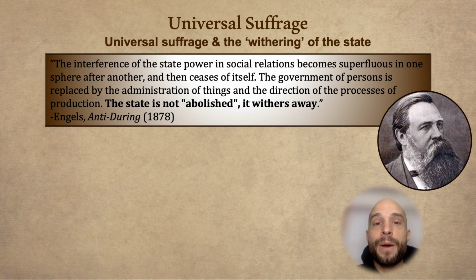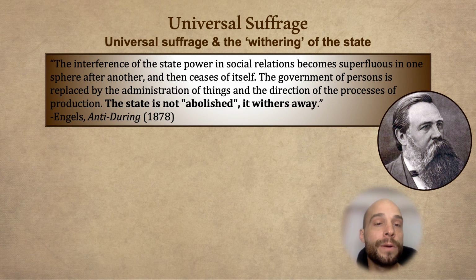Before we wrap up, I want to give some direct textual grounding for Avineri's claim that universal suffrage is what ultimately sublates the state, that it leads to the state's Aufhebung rather than its simple destruction. Let's begin with this well-known passage from Engels, quote, "The interference of the state power in social relations becomes superfluous in one sphere after another, and then ceases of itself.